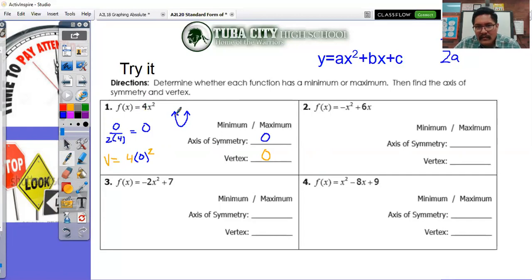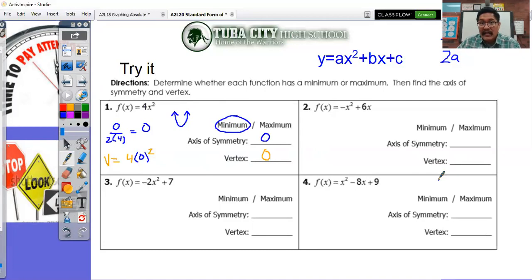And this is a little bit backwards from what you might think. You might be thinking, ooh, if it's positive, it must be a maximum, because, you know, maximum. No, that's not it at all. If it opens upwards, that means there is a minimum.